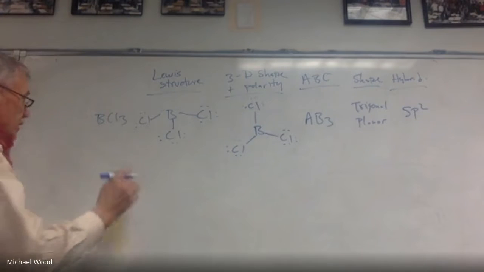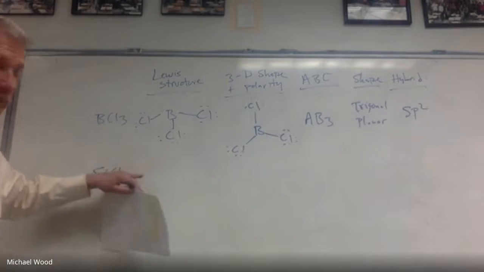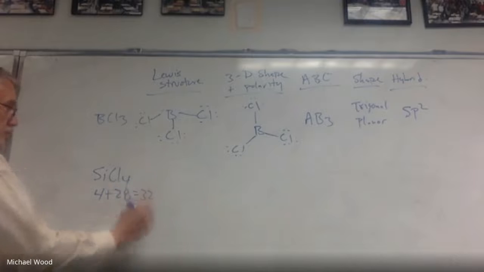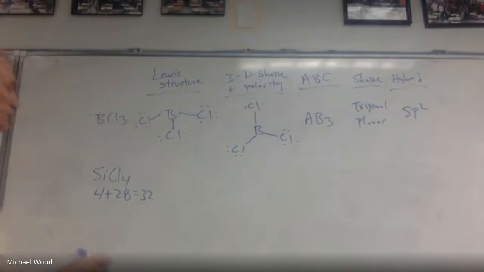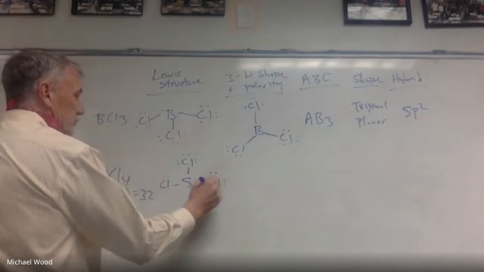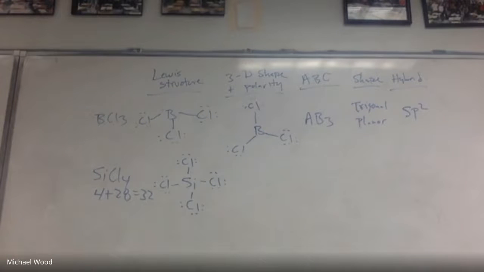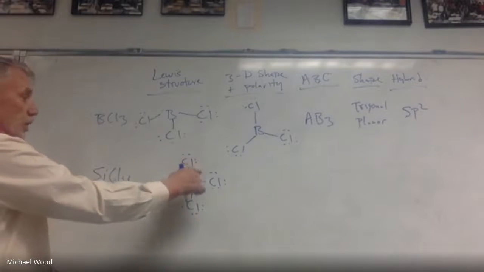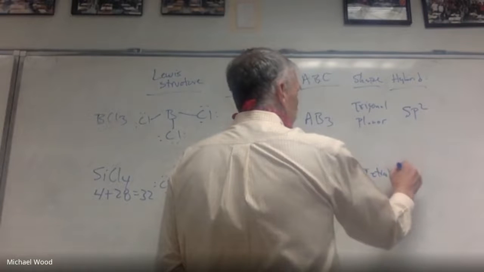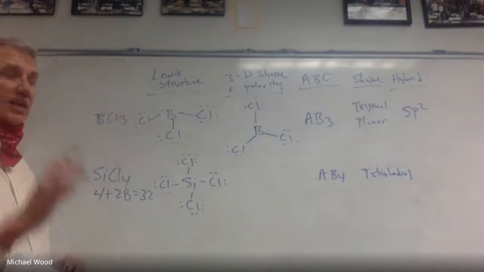Okay, let me do one more, and then I want to talk about the shapes. So SiCl4. If I count the valence electrons, silicon has 4, chlorine 7 times 4 is 28, so it's 32. So I get 32 total dots. So do the dots, count the electron domains. There's 1, 2, 3, 4. So 4 electron domains is going to be the tetrahedral shape. This is the family AB4. Again, there's no non-bonded pair. If you had a non-bonded pair, that's an E.